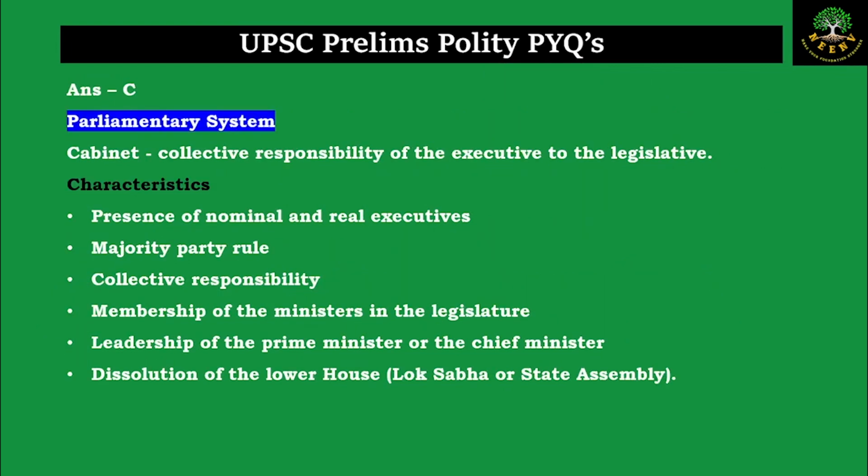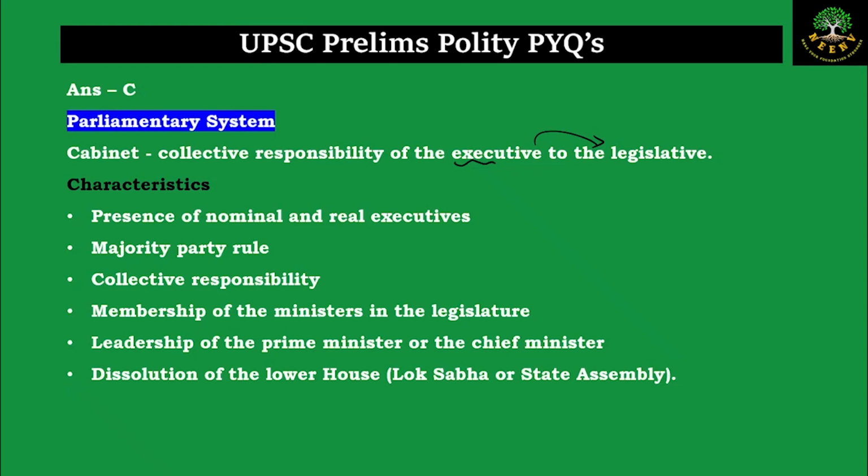So what is a parliamentary system, also known as a cabinet system? It is where the collective responsibility of the executive exists to the legislature. And Article 75 clause 3 clearly says that the Prime Minister heading the Council of Ministers is collectively responsible to the House of the People, that is to the Lok Sabha.